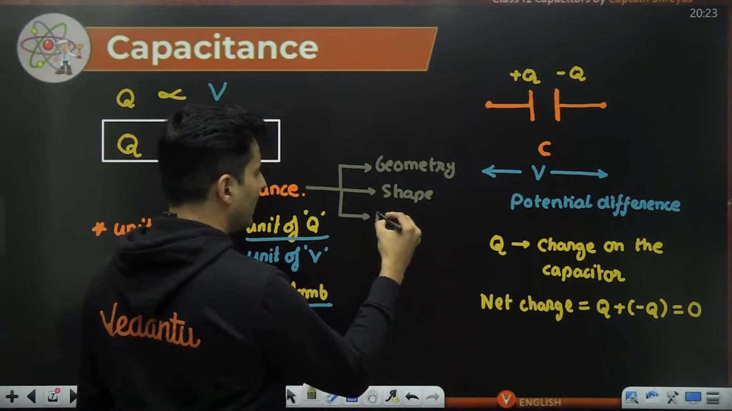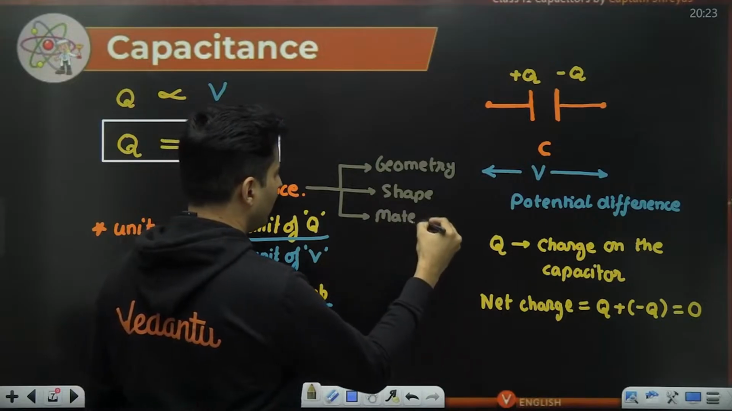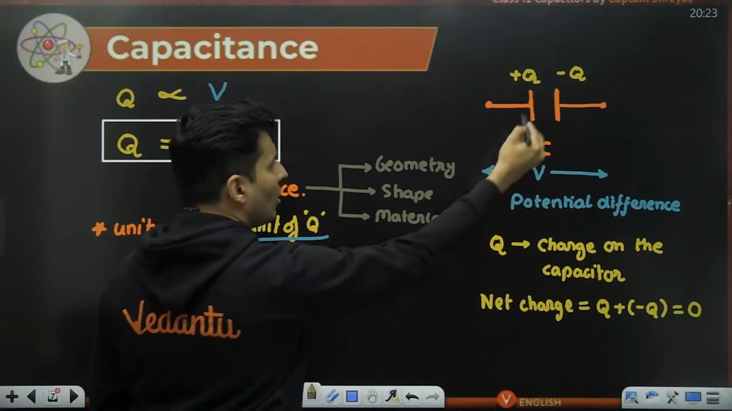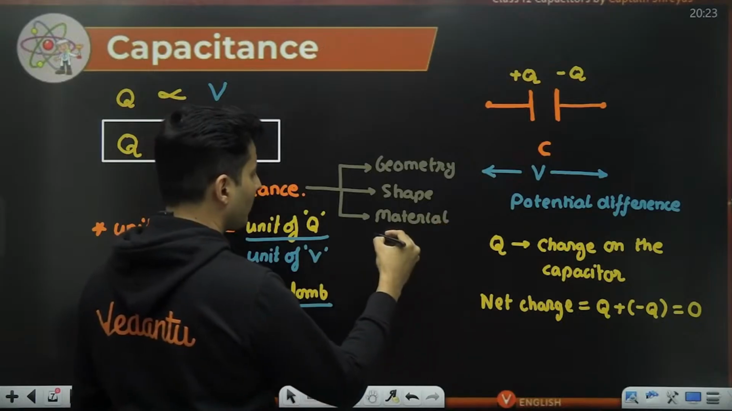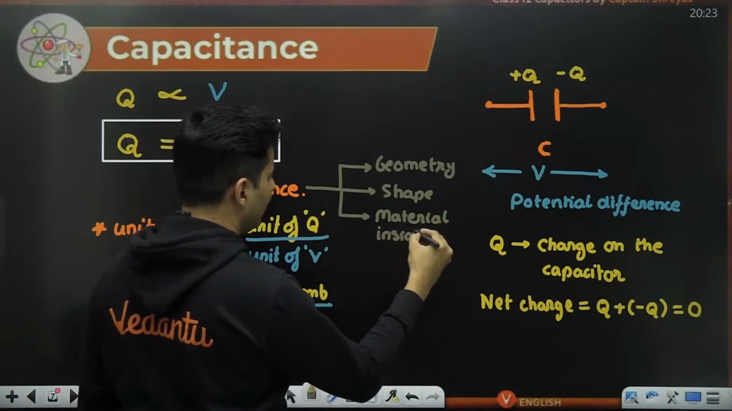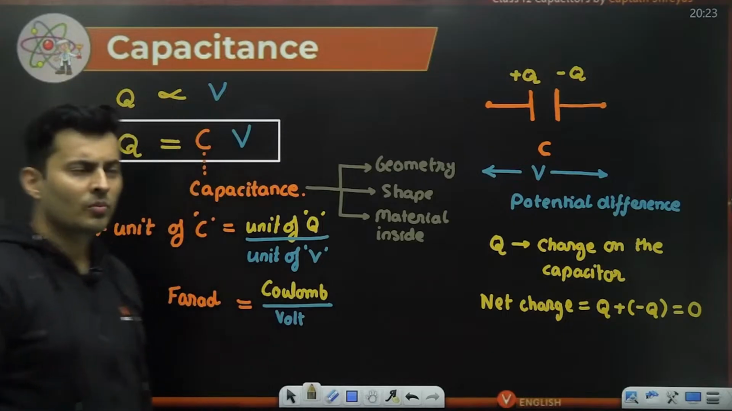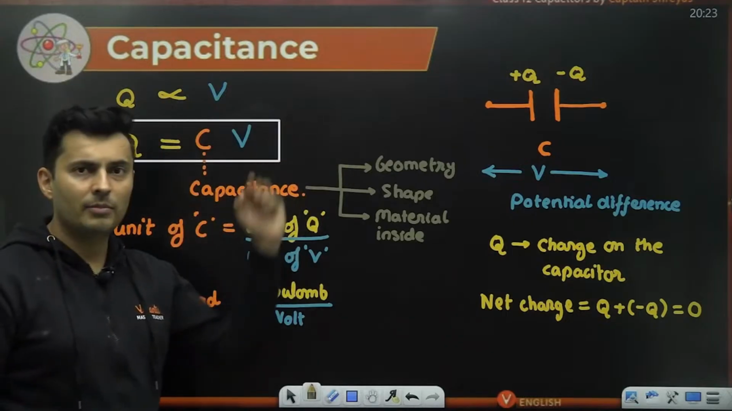So the material which is filled inside, or between the plates of the capacitor, that is what the capacitance depends on.